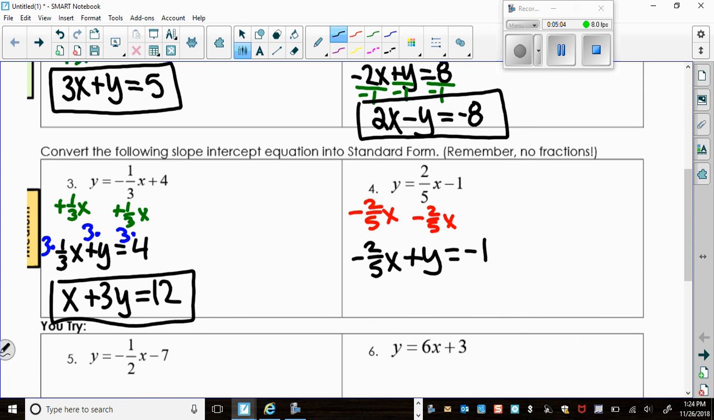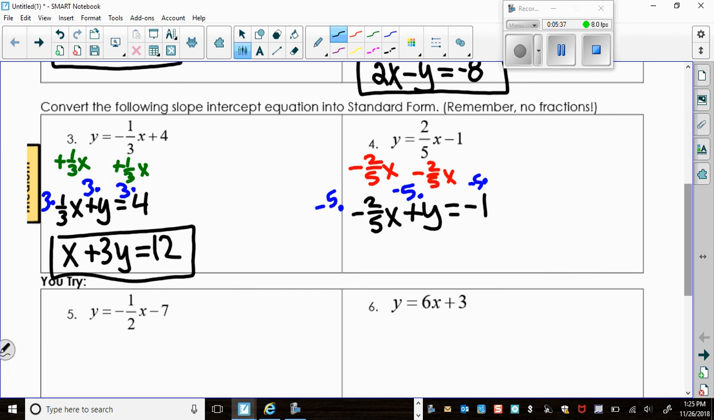Now, you could multiply by 5 to get rid of your fraction, because remember, you can't have a fraction, and then divide everything by negative 1. Or you can kill two birds with one stone and just multiply everything by negative 5. So basically, I'm going to take this 5, and I'm going to take that negative sign with me. So multiply this by negative 5, the y by negative 5, and the negative 1 by negative 5. So your final answer is positive 2x minus 5y equals positive 5.